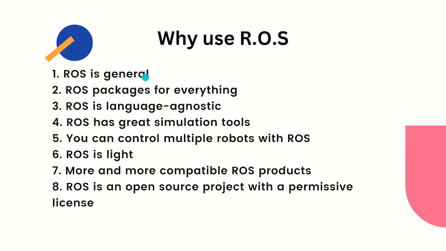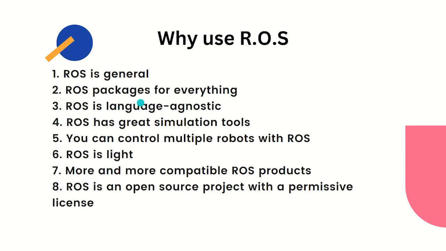Now, why do we need to use ROS? So the reason is ROS is general. The same base code and knowledge can be applied to many different kinds of robots like robotic arms, drones, mobile bases, etc. So once you have learned about how the communication is done between the nodes of the program, you can set up new parts of the application very easily.